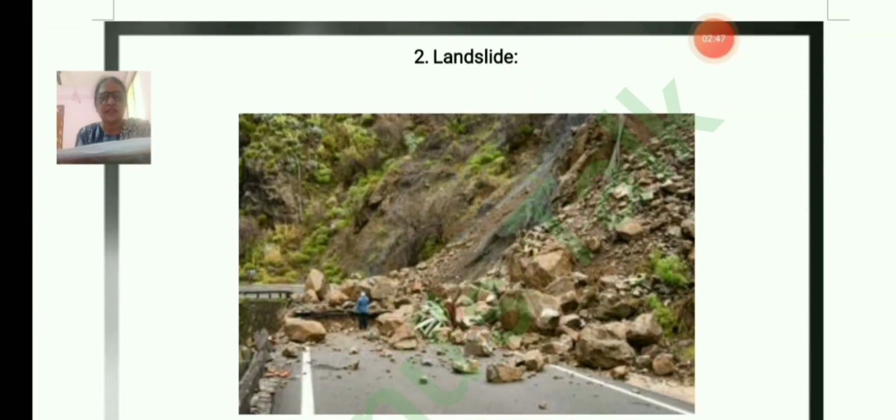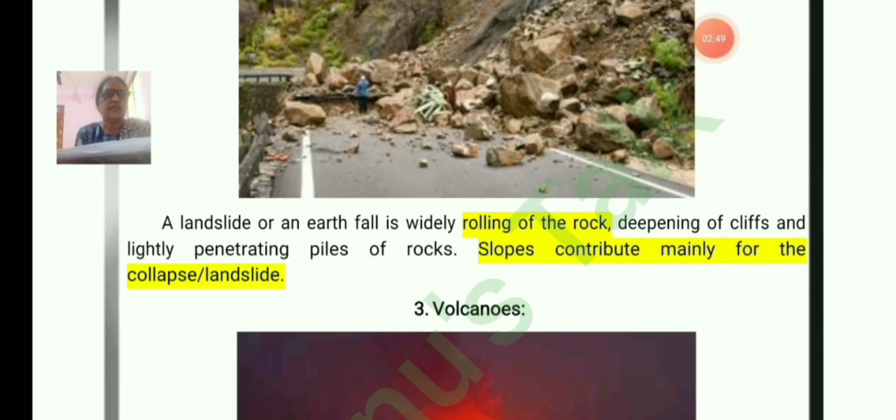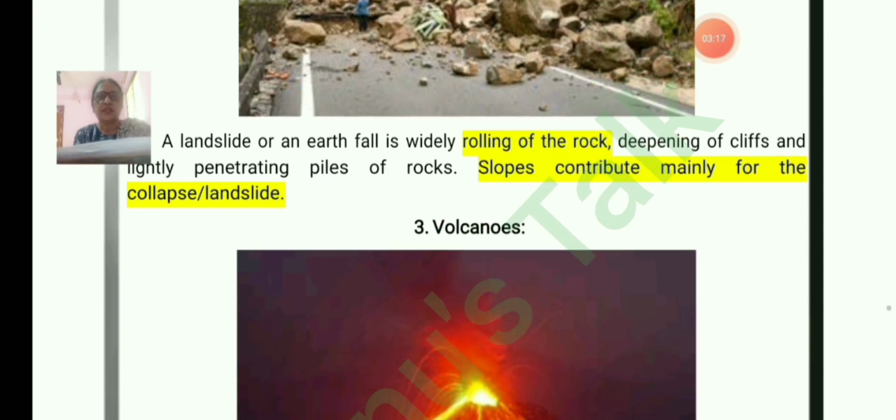This is the landslide picture, fine. You can see here the rolling of rocks, and this is due to the slopes, which contribute mainly to the collapse or landslide. Even we can say that landslides are caused by heavy rainfall, earthquakes and mudslides, and this is due to the movement of rocks and sloped sections. So mainly the slope contributes to the landslide.